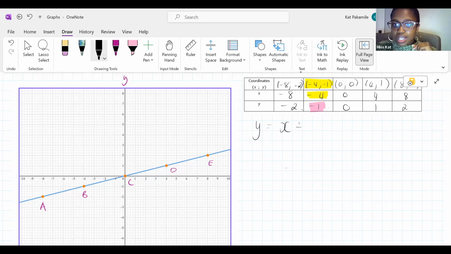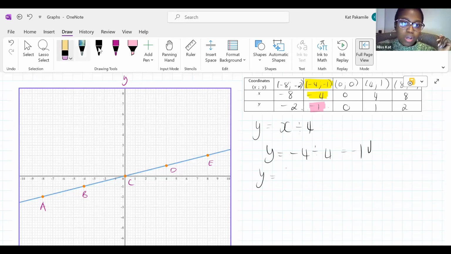Let's test it with negative 4 divided by 4, which is negative 1, correct? Okay. Let me try something else. 8 divided by 4, which is 2, and that is correct, Tammy. Beautiful. Very beautiful. Okay, so Tammy has managed to get our rule.